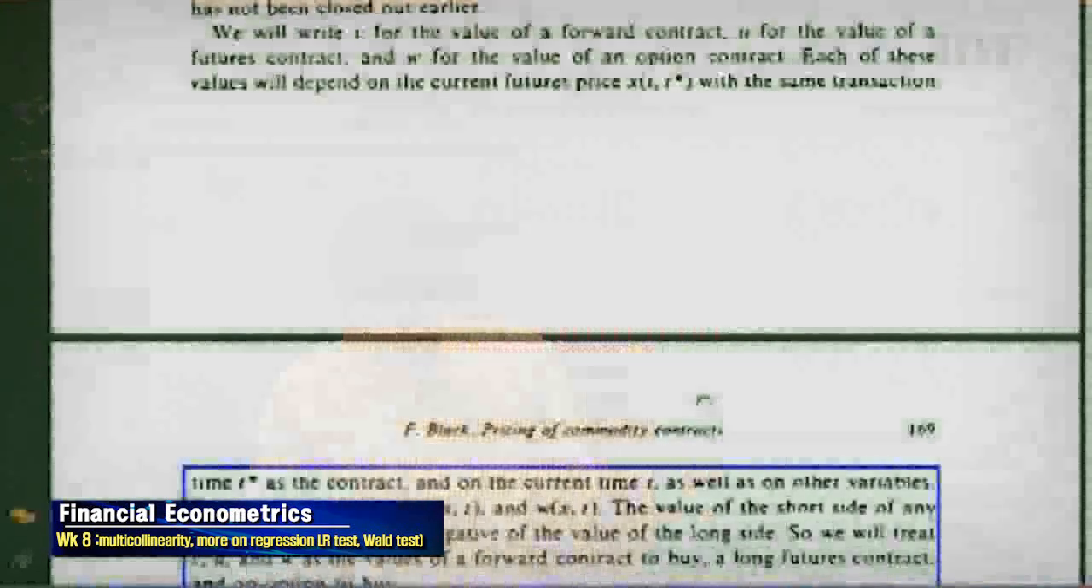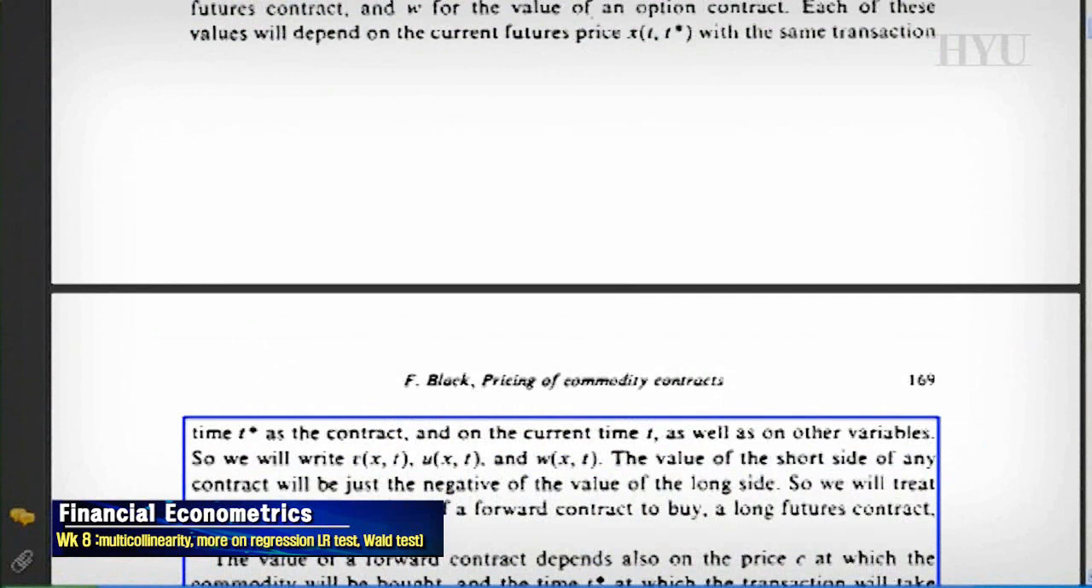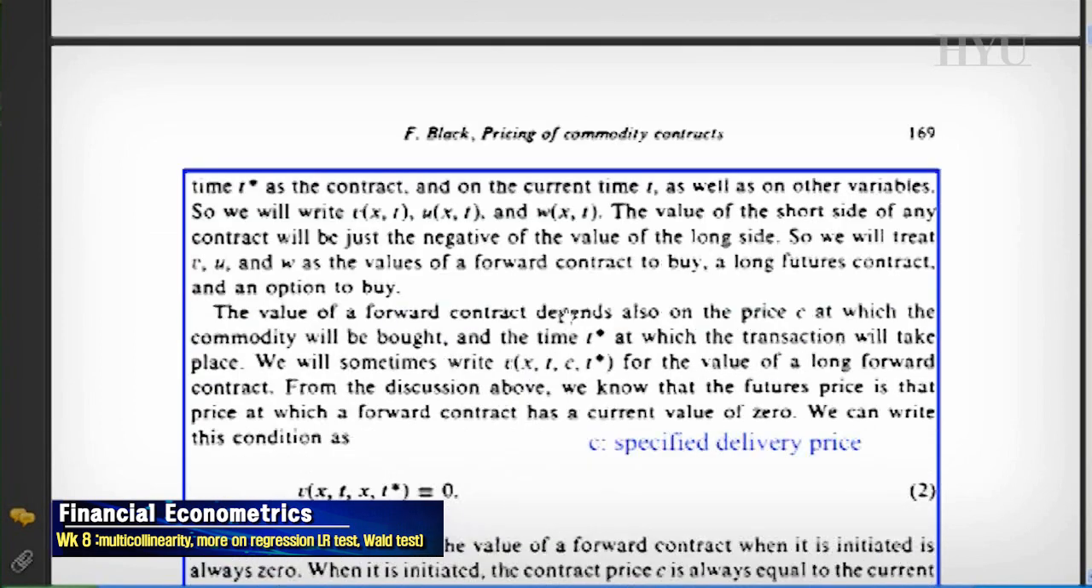So again, we will write V for the value of the forward contract, U for the value of the futures contract, and W for the value of the option contract. Each of these values will depend on the current futures price. The important thing is that the underlying is the futures, with the same transaction time T star as the contract, and the current time t, as well as on other variables.